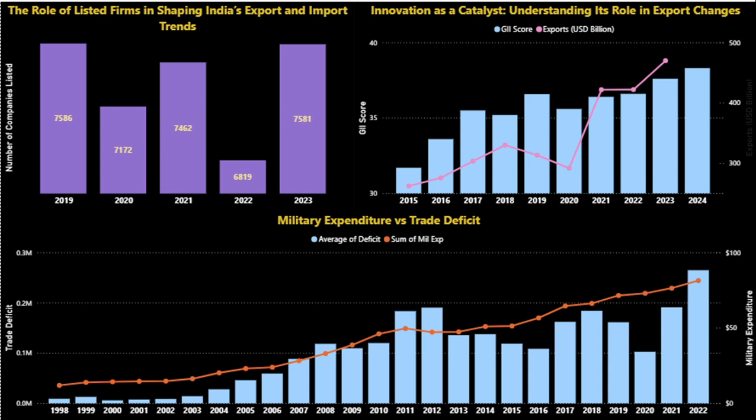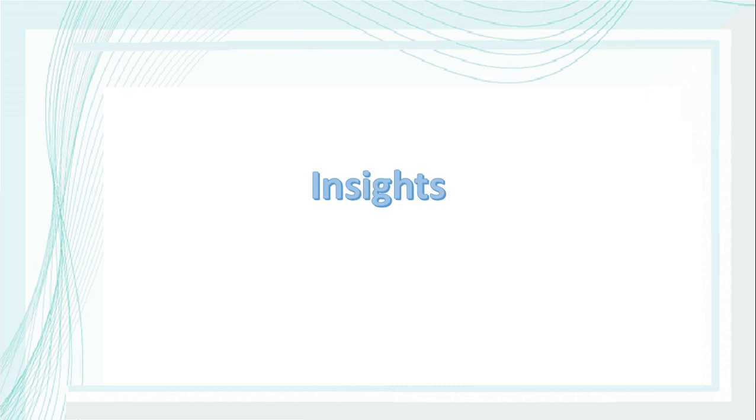So here I tried to analyze a few more key metrics, like this is the listed firms every year. So every year the listed firms in the Indian market is growing. This is something called the innovation index. So the global innovation index gives the performance of how a country is performing innovatively. So that is also growing in India, though the trade deficit is increasing. This is the military expenditure against trade deficit. Well, these are all not direct influences on trade deficit, but they also play a key role. So we'll come to insights.